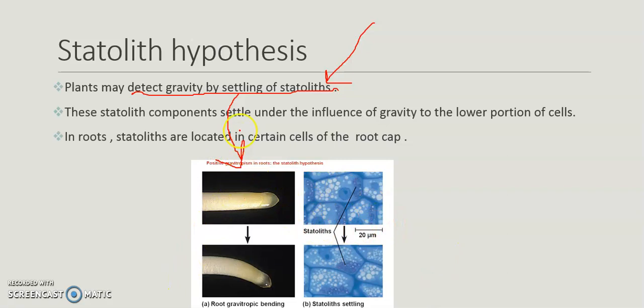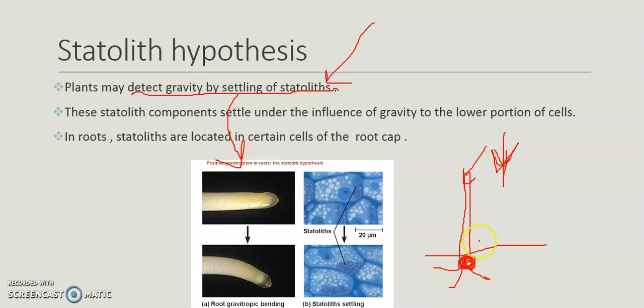Before coming to this diagram, I'll explain the concept. If we take a plant, the upper part is the shoot and the lower part is the root. Gravity is acting downwards. So when gravity is acting downwards, the statoliths get deposited in the lower part.